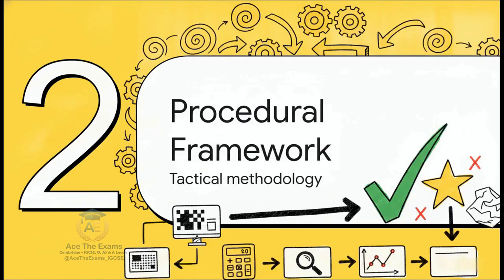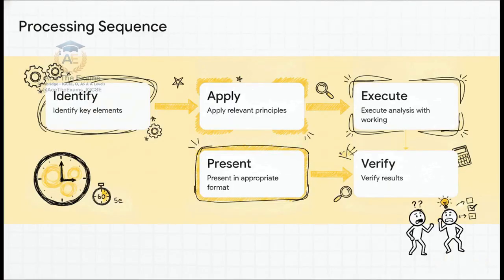Moving right along to Section 2, the procedural framework. This is the tactical methodology you need. This is where the magic happens. This is where we start physically transforming those flawed, rushed answers into perfect green-checked A-star responses. Your data interpretation skills here are absolutely critical. You have to extract information from the prompt, perform any necessary calculations, and draw evidence-based conclusions.